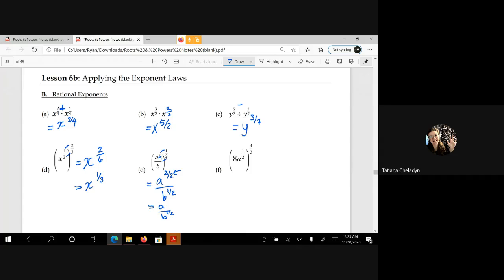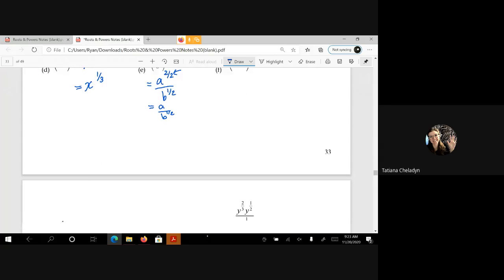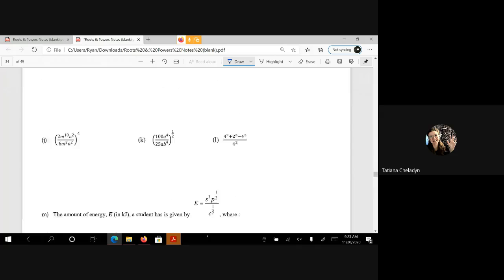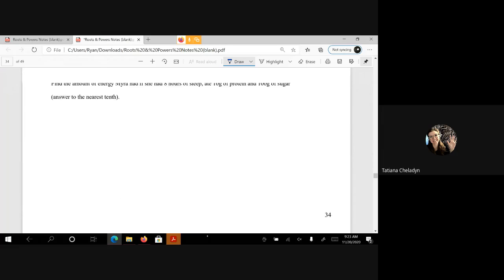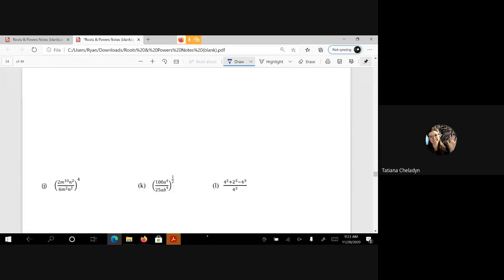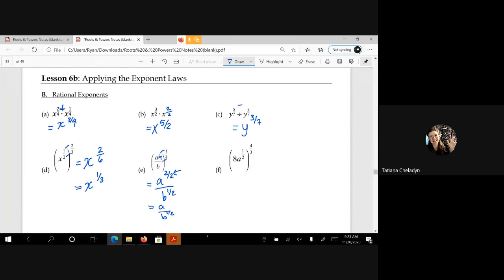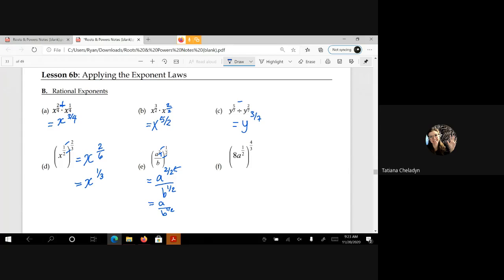Okay, so try those out. This section is just a lot of practice. There's one word problem here at the end. And let us know how it goes. That's 6B and 6A.